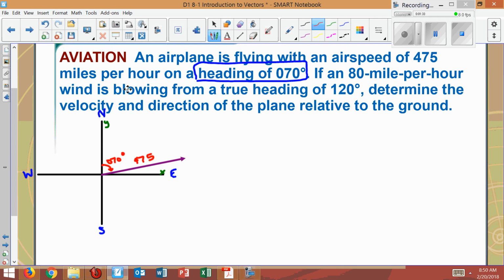And let's see, does it say how many hours we've been flying? Maybe. Yeah, it doesn't say that. So we just leave that as 475. So that's the speed there.